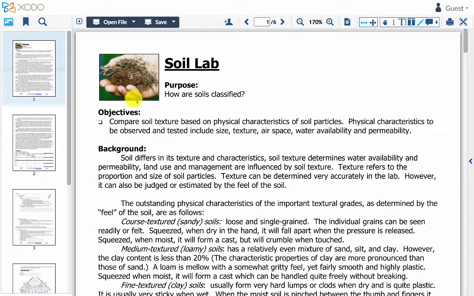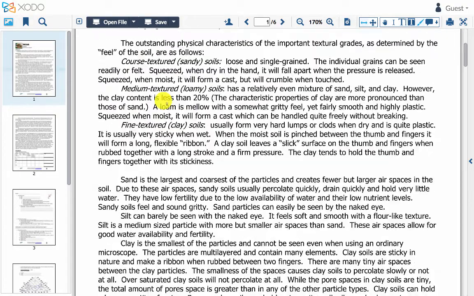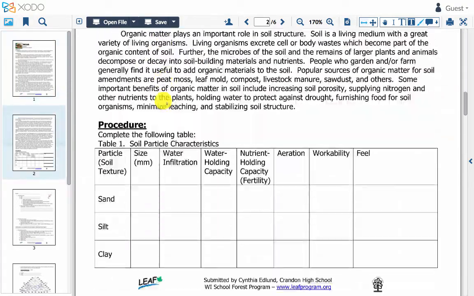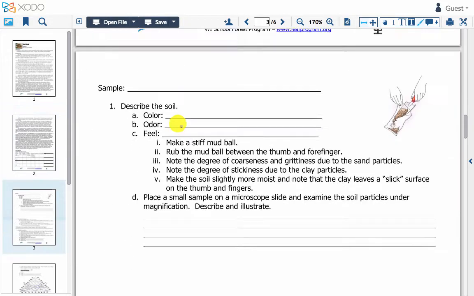Hi, today in class you're going to be continuing your soils lab. This is what the paper looks like. There should be some on the bookshelf just in case you have lost yours. We already read through all of this. Last class we filled out this table right here of soil particle characteristics. This is going to guide you in identifying your soil type.